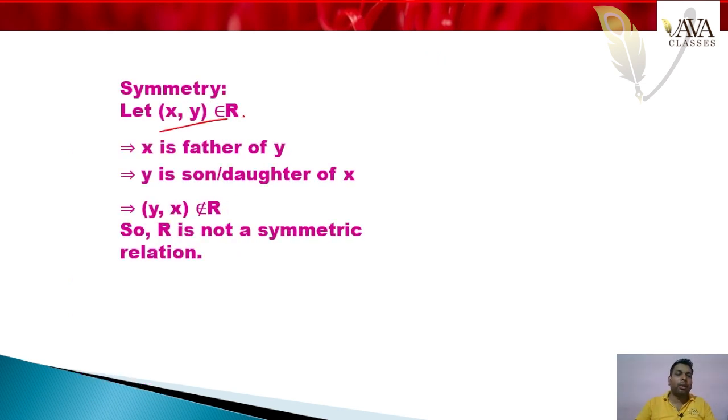Symmetry: let (x, y) belong to R. That implies x is the father of y. So y is the son or daughter of x. So (y, x) does not belong to R, because this relation does not satisfy. So R is not a symmetric relation.